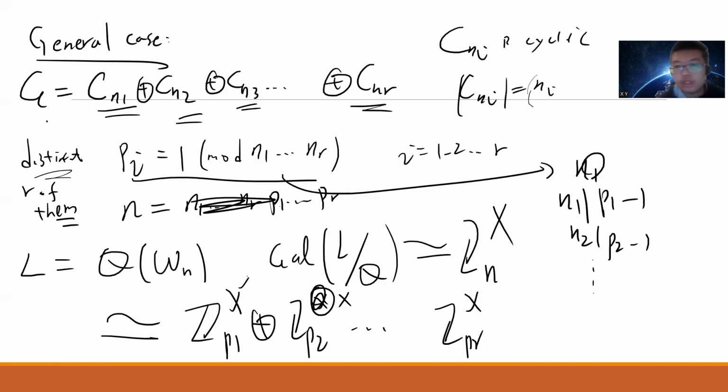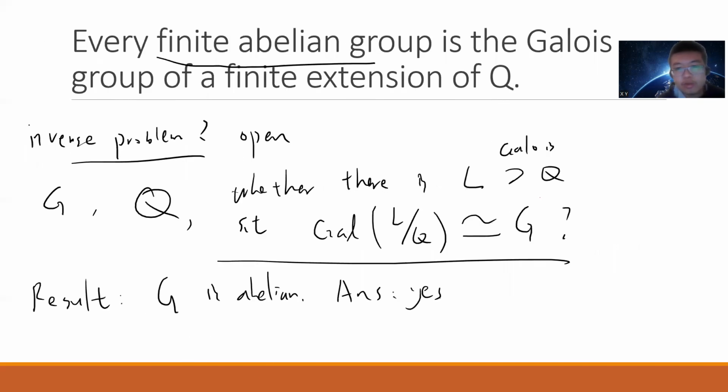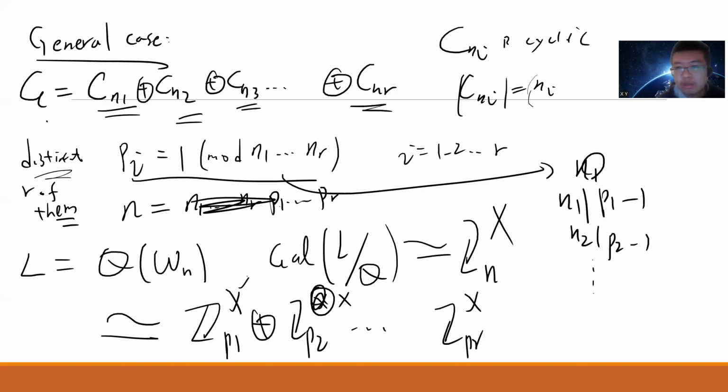Then we still use Galois theory. This is one example where you use the infinitely many primes which are 1 mod n to prove that every finite abelian group is the Galois group of a finite extension of Q. Okay, see you guys in the next videos.